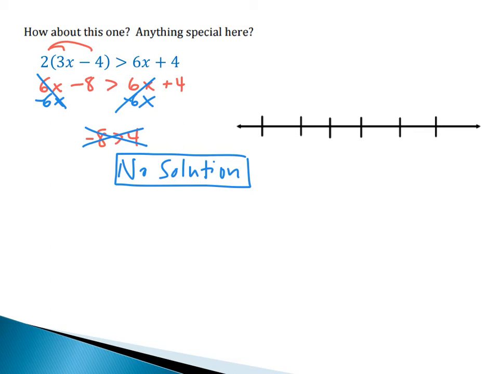So these last two examples, look to see if that final statement is true or not. If it is true, it's all real numbers. If it's not true, then it's no solution.